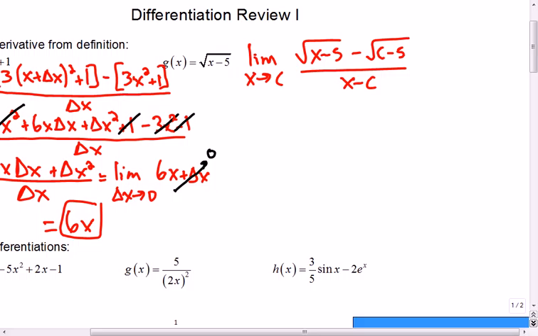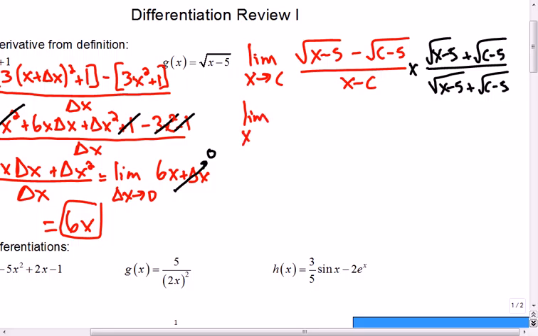Okay, do you remember what technique we did here when we were working with limits? Conjugate? Yeah, the conjugate's the one you want to work with. So root x minus 5 plus root c minus 5. And of course, we have to do the same thing to the bottom in order to keep these two things equal. So if I multiply these out, you're going to see the difference of squares pattern.